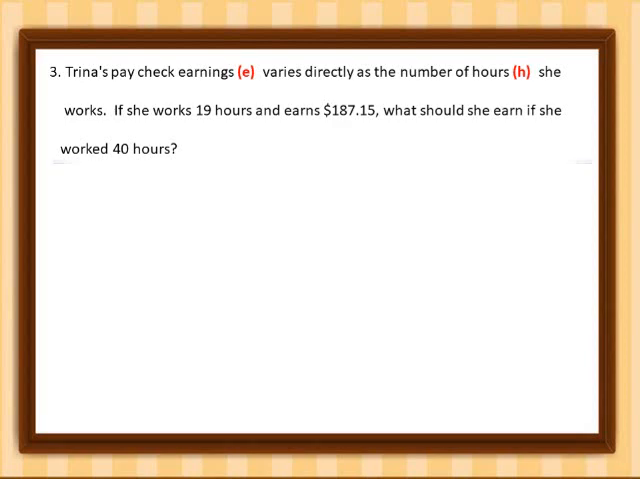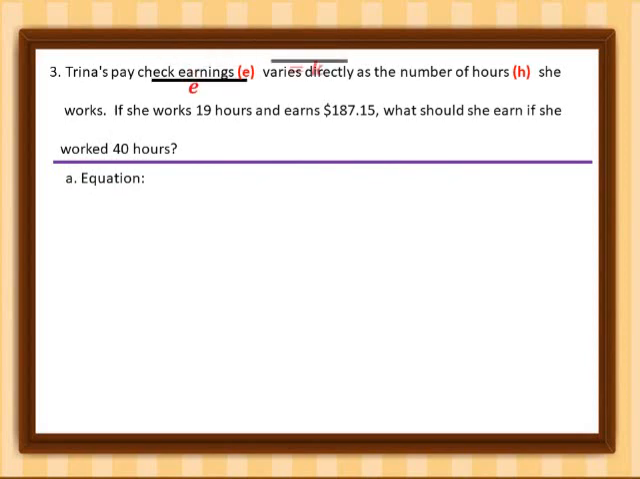Okay, so again, we have there the earnings vary directly with, of course, the hours. So our equation will be E is equal to K times H. Solving for the constant K, we go back to the problem.